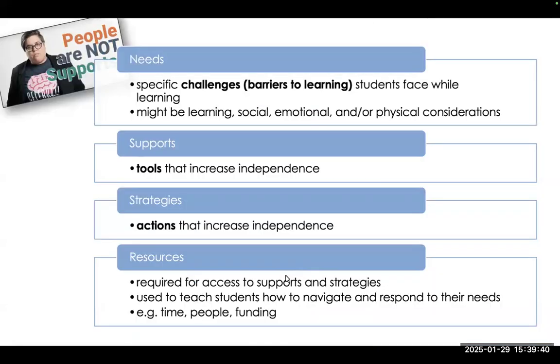So, as we design experiences for students to practice comprehension skills in mathematics, we always want to be cognizant of who our learners are and what their needs may be. And as Shelley Moore describes, needs are specific challenges or barriers to learning that students face while they're learning. These might be like learning, social, emotional, or physical considerations. When we know what students' specific needs are or their barriers to learning are, we can design the specific supports or tools that they need to be able to access the learning and to engage in the learning.